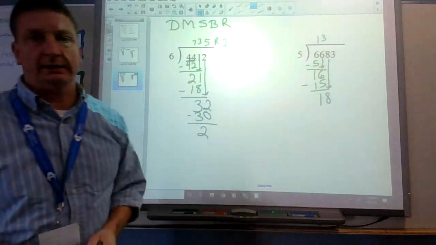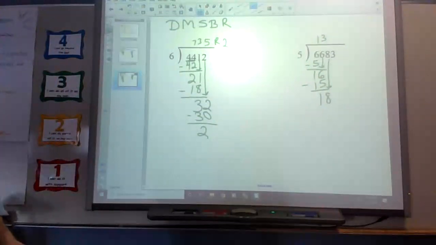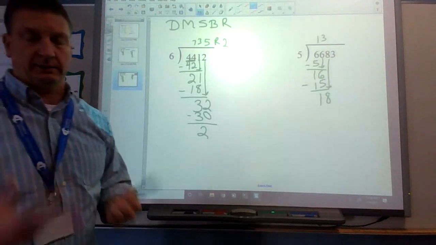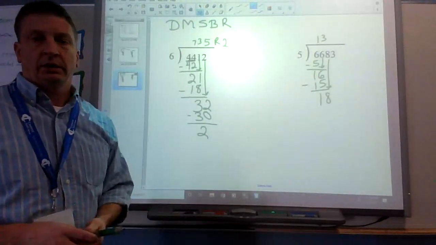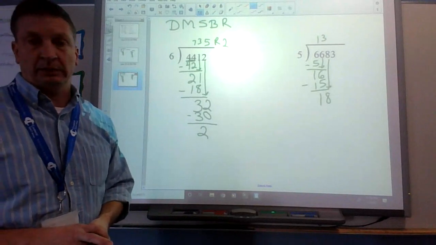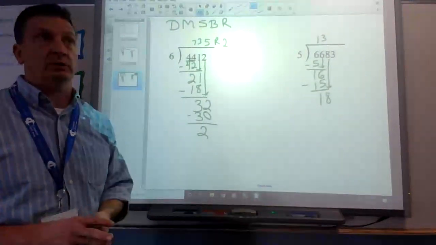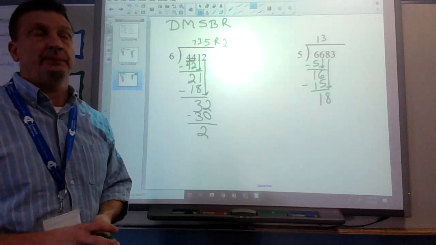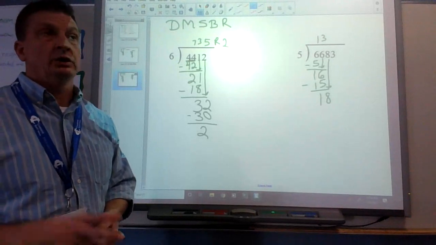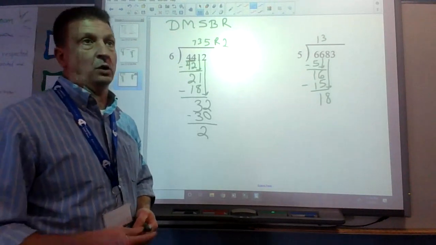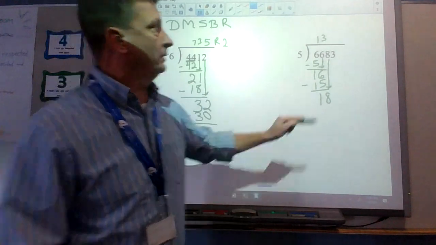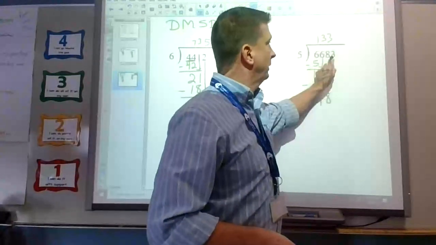So I brought that down. So I had 16 minus 15 was 1. I brought down the 8. Now I have 18 units. I'm going to divide evenly into 5 groups as best I can. Well, I know that 5 times 3 is 15. 5 times 4 is 20. So the closest that I can get without going over is 3 again. So I'm going to put my 3 right above the 8.